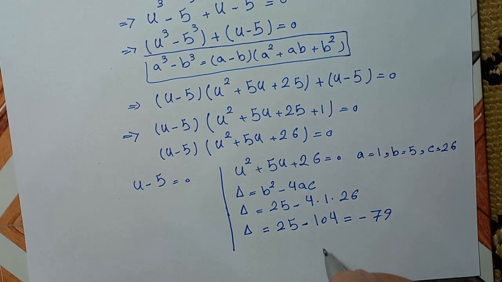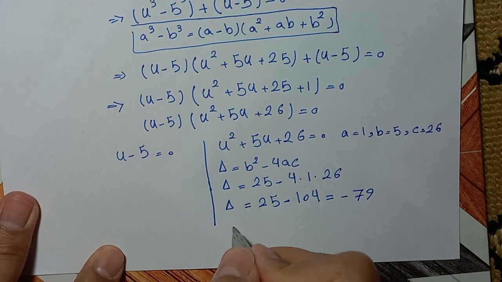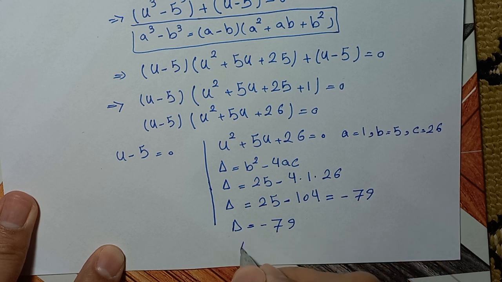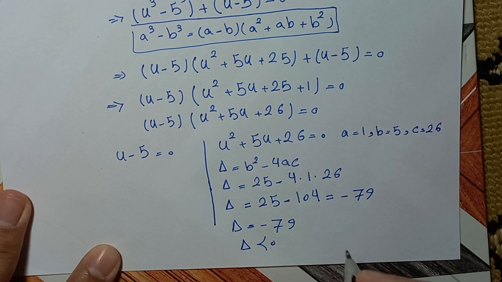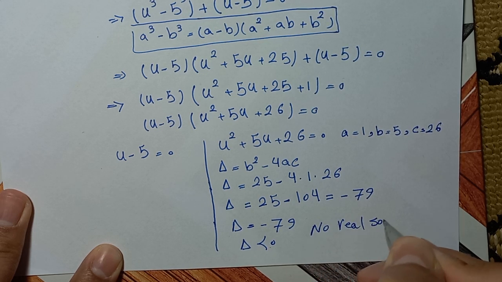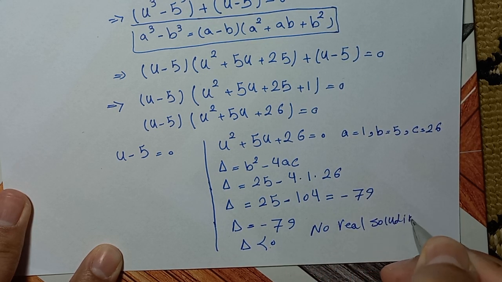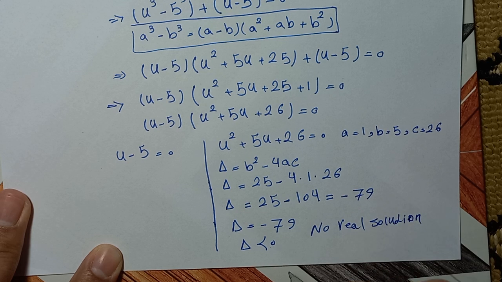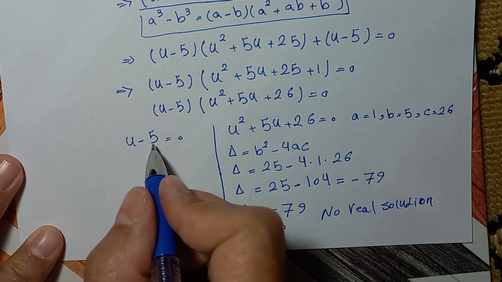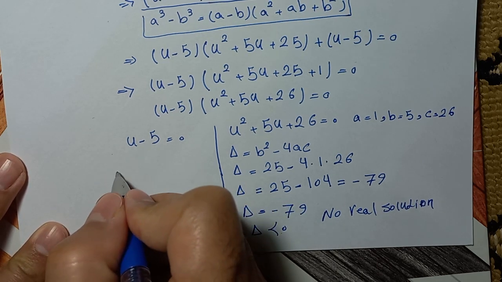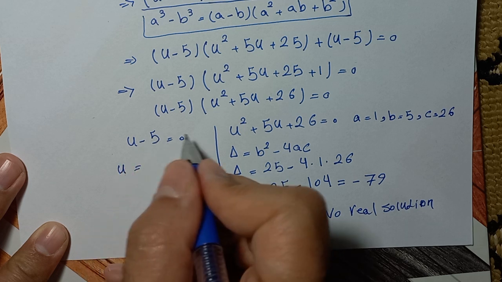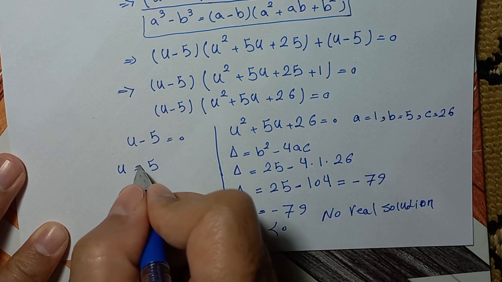So in here our delta is negative 79 and delta is less than 0. So in here we have no real solution. So in here we have no real solution, and we continue by this case u minus 5 is equals to 0. So from here u is equals to, we move this negative 5 to this side, so it will be positive 5. So u is equals to 5.